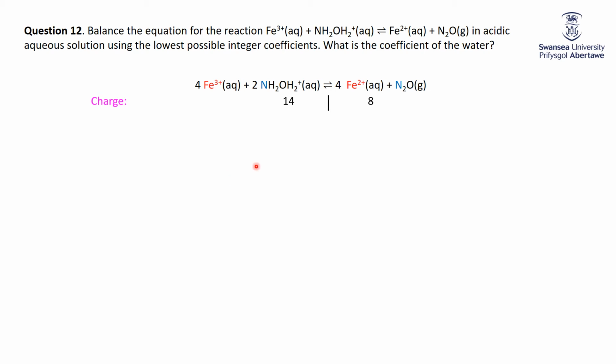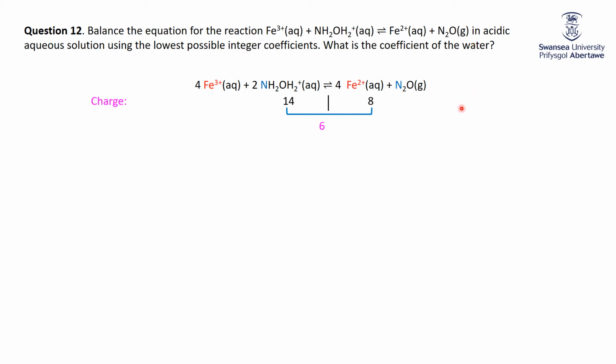Total charge of 14 on the left-hand side. That can be nasty when you've got these big coefficients, but 4 times 3 plus is 12, 2 times 1 plus is 2, 12 plus 2, 14. Over here, the only charge coming from the Fe2 plus 8. So we've got a difference of 6.